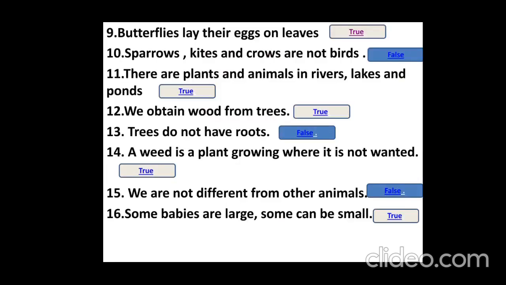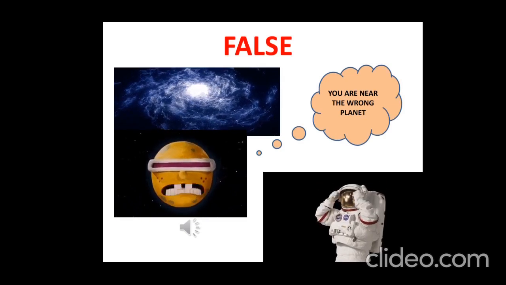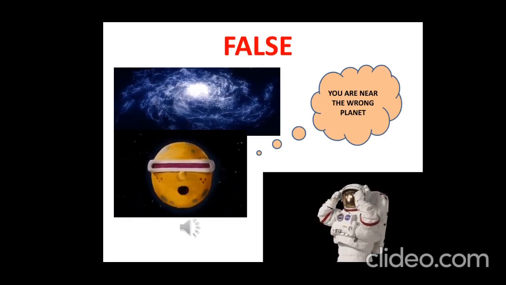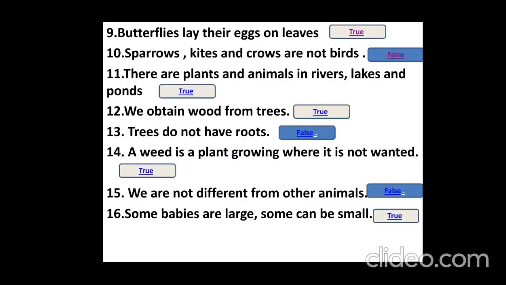Question number 10. Sparrows, kites and crows are not birds. Let's see what this Mr. Astronaut is saying. Oops! You're near the wrong planet. That means it is false. Sparrows, kites and crows are birds.